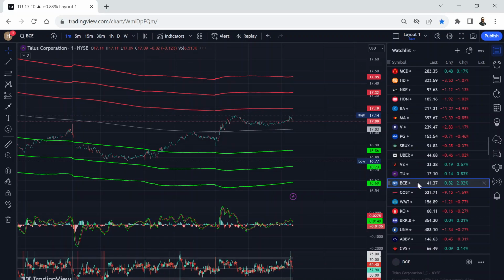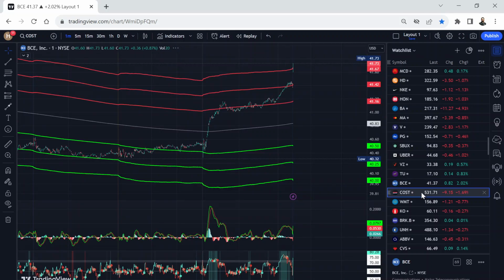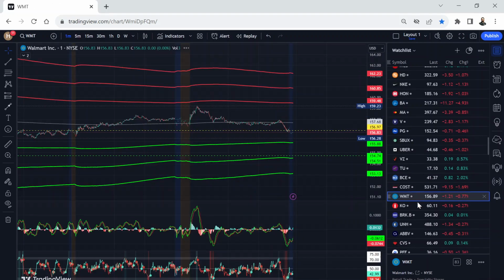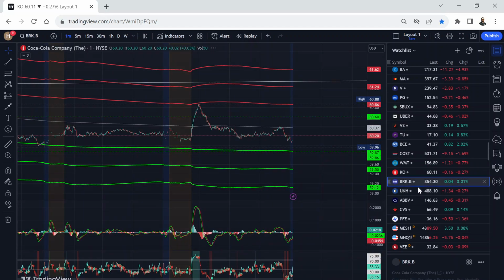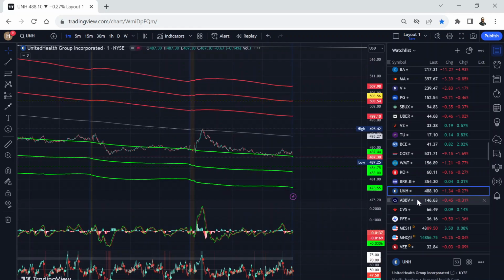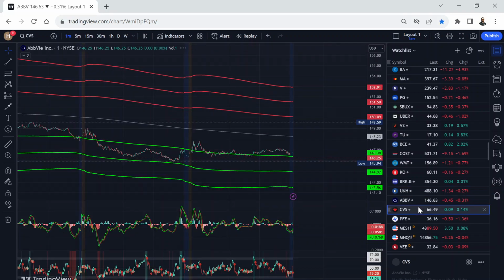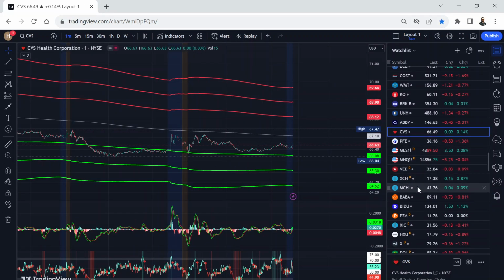They have massive pump today. Bell is also massive pump, not sure why. Costco in the buy zone, Walmart in the buy zone, in the neutral zone, near buy zone. Coca-Cola not in the buy zone, BRK in the neutral zone, UNH in the buy zone, ABBV in the buy zone. Already covered these before.